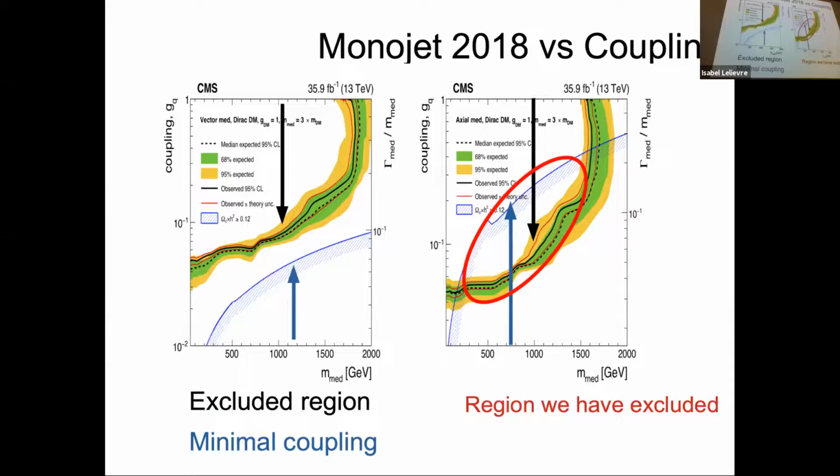This is the LHC version. In the LHC version, this blue line here is your minimum coupling. Below this, the universe will always overclose. And these here are exclusions as a function of mediator mass. So the strategy is to get this exclusion to cross this line. For the vector mediator, we're very close. For the axial vector mediator, we've actually crossed this line.